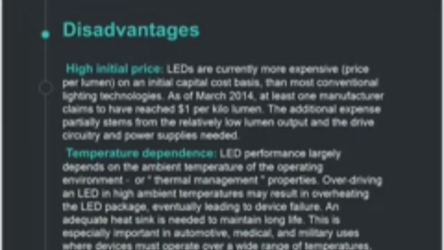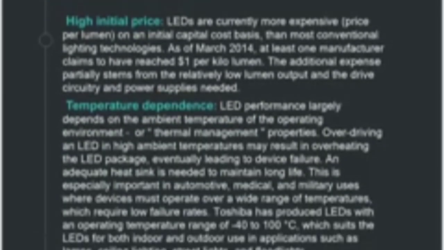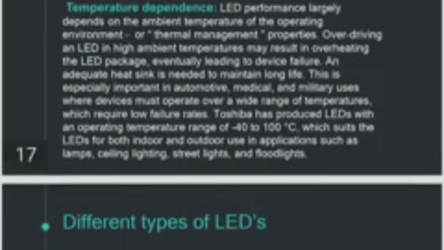These are the disadvantages: high initial price and temperature dependence. Some different types of LEDs are flashing, bicolor, tricolor, RGB, filament, digital RGB, alphanumeric, decorative multicolor, etc. So guys, thank you.